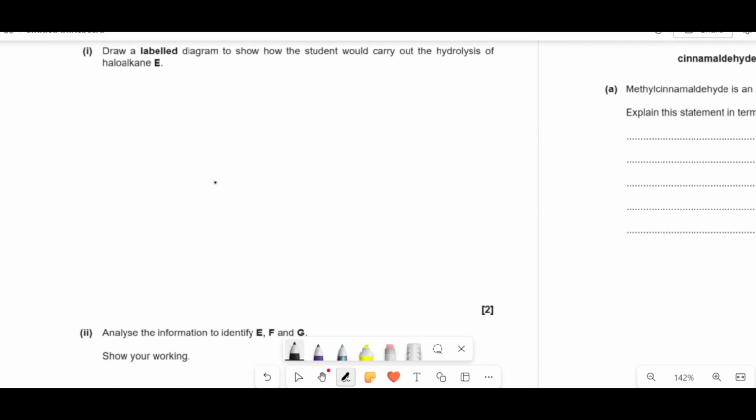So we're drawing our reflux setup. What we need is our round bottom flask here, or you could draw a pear-shaped flask. You can't use a conical flask for anything. It has to be one of those ones. And then we're going to have it attached to a condenser.